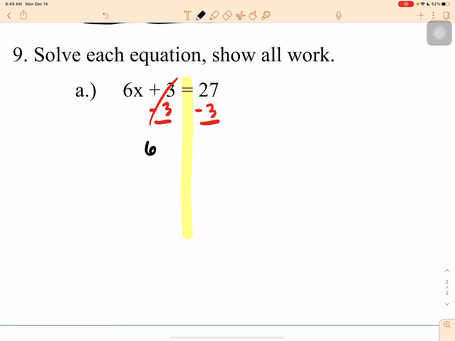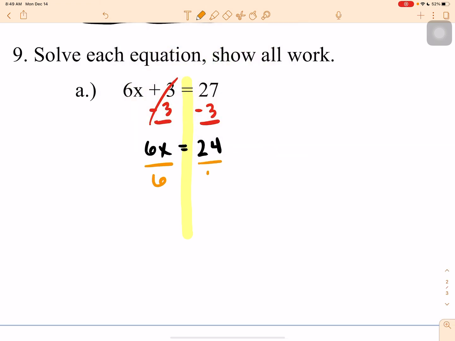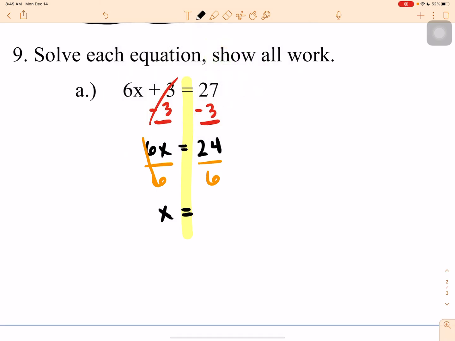So now I have 6x equals 24. Now I got to get x by itself, so I have to divide both sides by 6. So x equals 24 divided by 6 is 4.